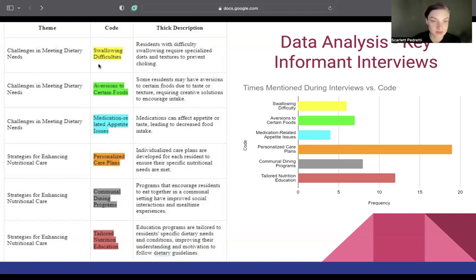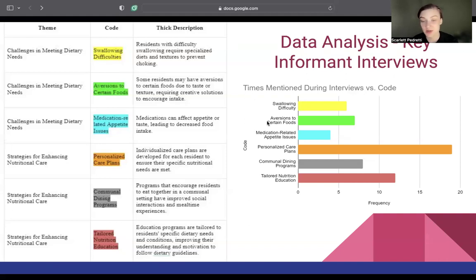I didn't really have any specific rhyme or reason to choosing the colors, but just made sure that they were different enough to point out and branch under each one of these individual themes. So the two themes that I got from the key informant interviews was challenges in meeting dietary needs as well as strategies for enhancing nutritional care. So for the first theme, the codes were swallowing difficulties, aversions to certain foods, as well as medication-related appetite issues, while the second theme was comprised of personalized care plans, communal dining programs, and tailored nutrition education codes.